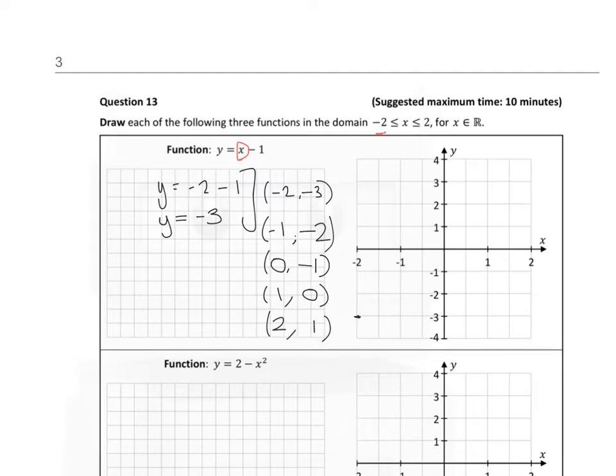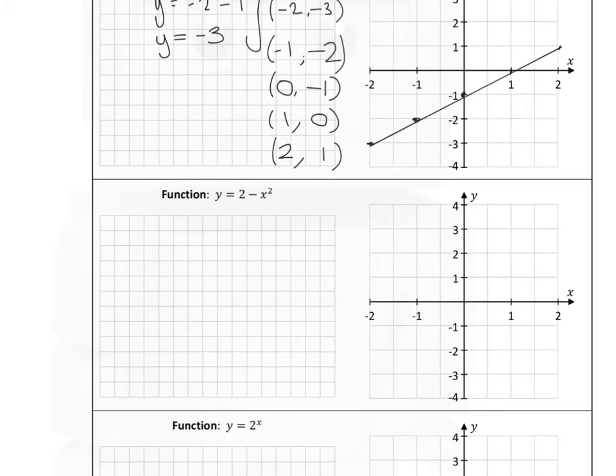Okay, so for all of these, you're just subbing each of those numbers in for x and getting your answer. So when I plot the points, -1, -2 is this point here, 0, -1 here, 1, 0, and 2, 1. Okay, you then need to get a ruler and join all the points up together to make your line.